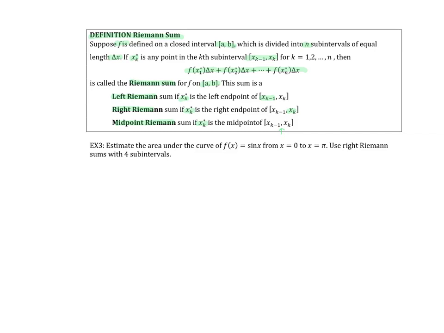In example 3, we're going to estimate the area under the curve of sine of x from 0 to pi. And we're going to use right Riemann sums with 4 subintervals.